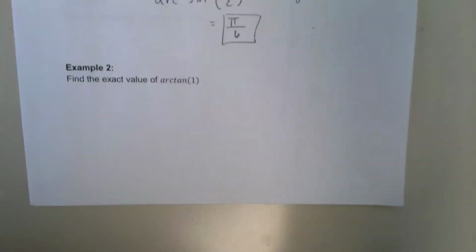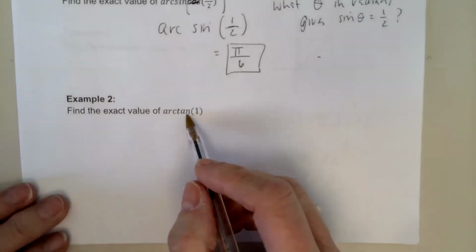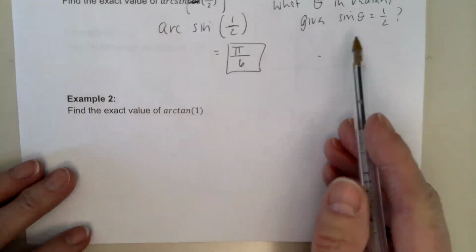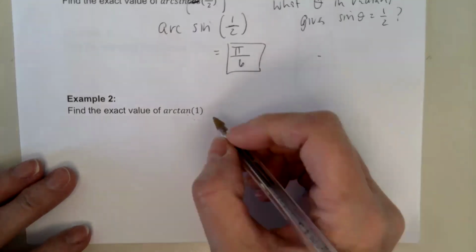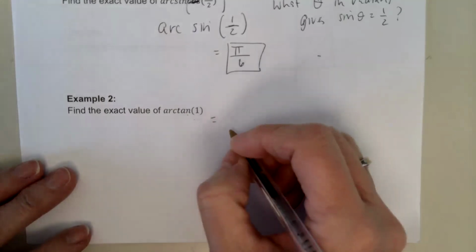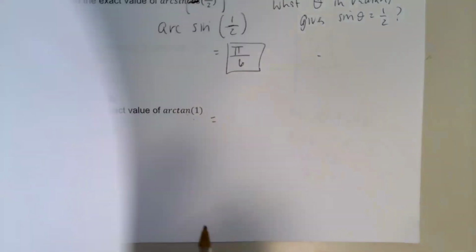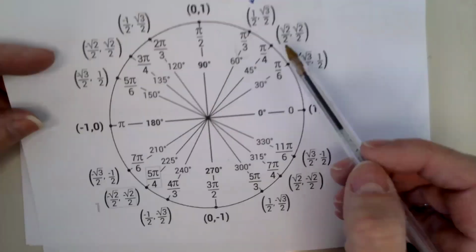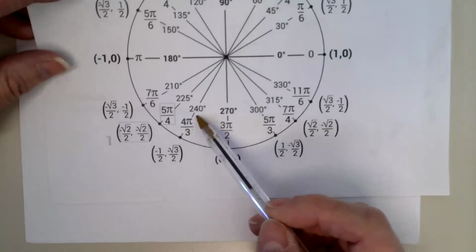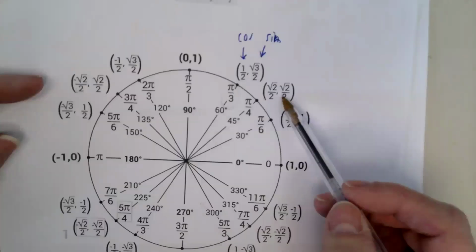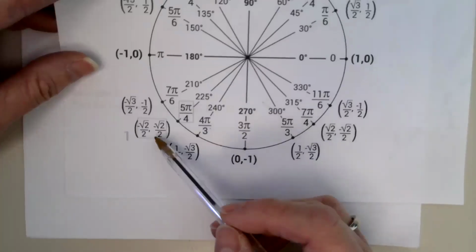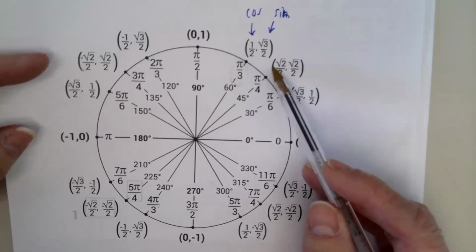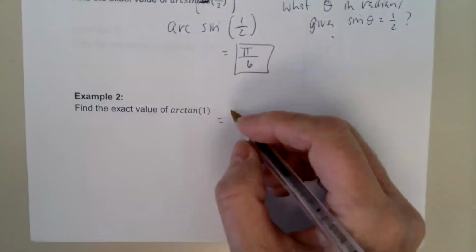Example 2 says, find the exact value of arc tangent of 1. So again, what theta in radians gives me a tangent of theta that equals 1? So that would be either π/4 or 5π/4. Those are the two places where tangent is equal to 1, because tangent is sine over cosine. So that would be π/4.